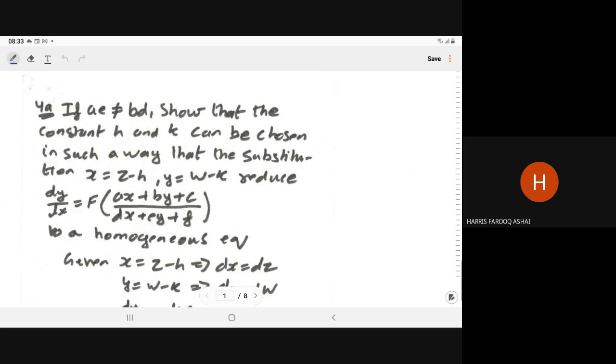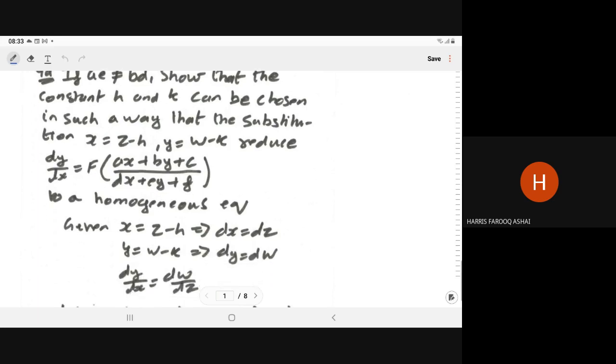If AE is not equal to BD, the constants h and k can be chosen in such a way that the substitution x is equal to z minus h and y is equal to w minus k reduces the given equation dy by dx is equal to f of ax plus by plus c upon dx plus ey plus f to a homogeneous equation. So in this case, what is given to you?